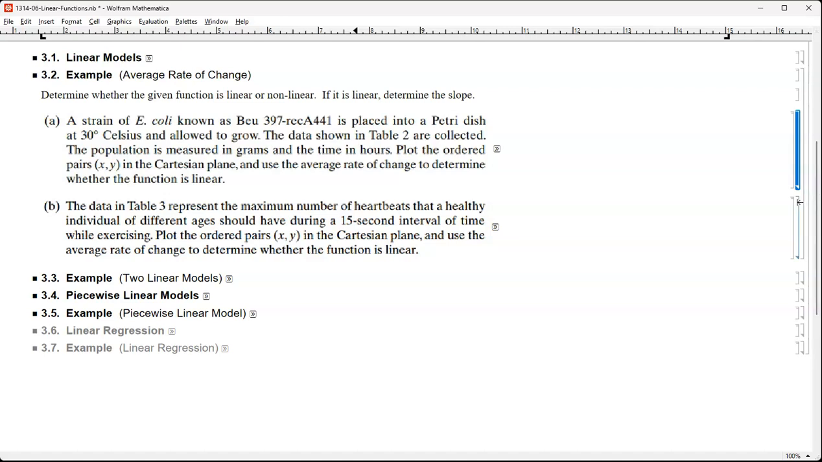Now here's a second problem. Stop the playback and read through. The data in Table 3 represent the maximum number of heartbeats that a healthy individual of different ages should have during a 15-second interval of time while exercising. Plot the ordered pairs (x, y) in the Cartesian plane and use the average rate of change to determine whether the function is linear.